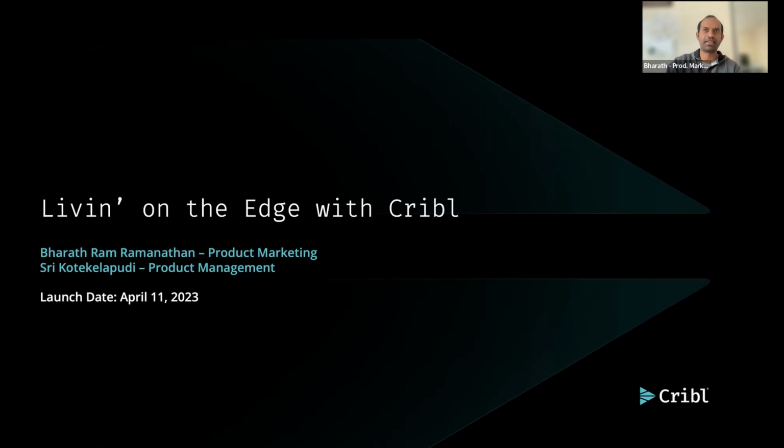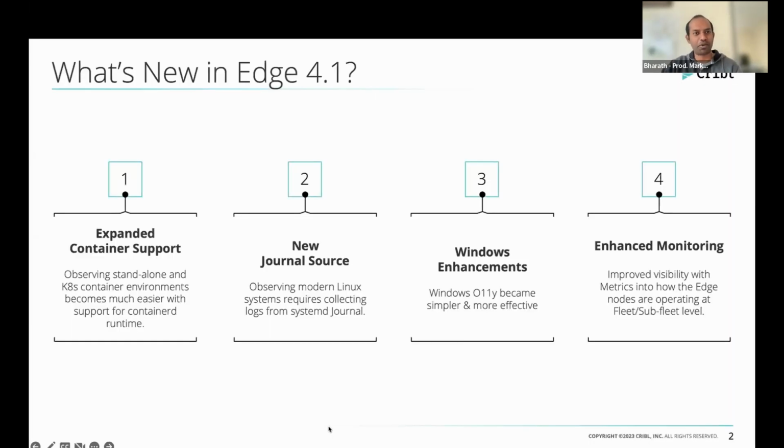So my name is Brarath. I'm part of the product marketing team here at Cribl, and joining me is Sri, who is the guy for everything Edge, right? So he owns Edge, the product, from a product management standpoint. He'll be showing some cool demos today around what we released with 4.1. But before that, I just wanted to do a quick level set as to what we actually came out with. So what's actually new with Edge 4.1?